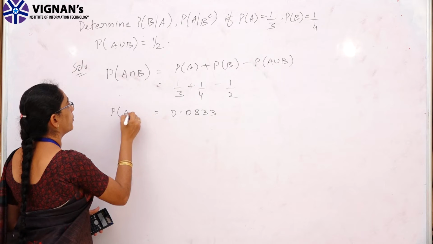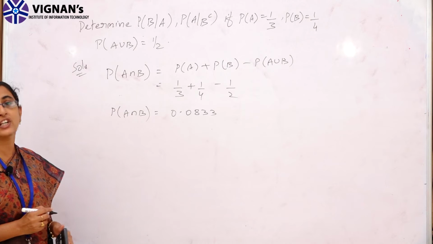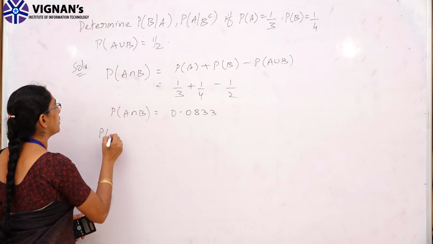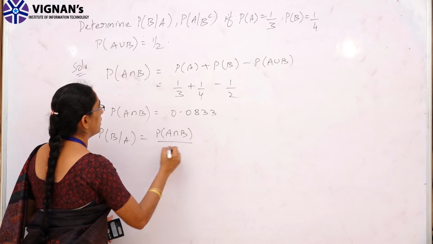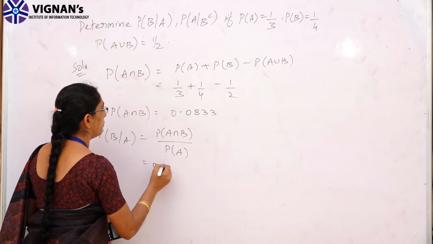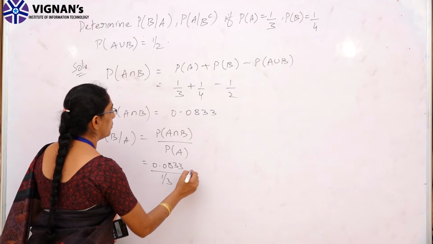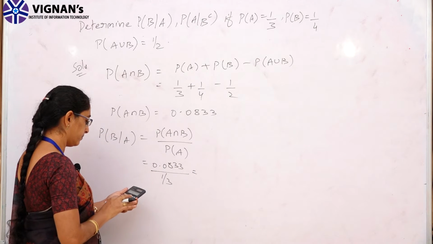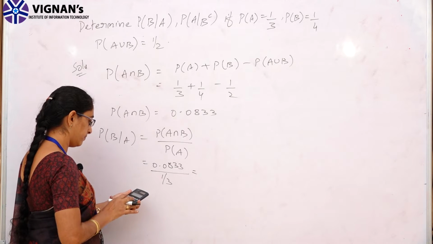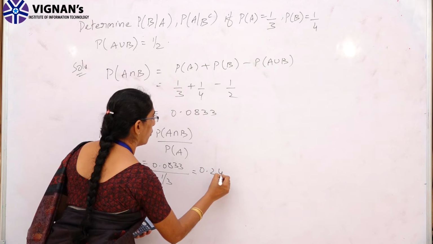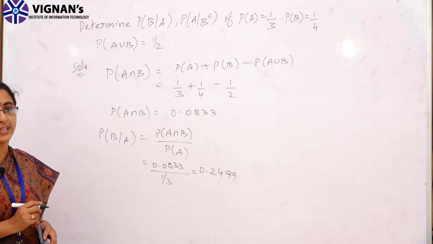So this is the value of probability of A intersection B. Then the first bit we have to find is probability of B given A. So probability of B given A is given by the formula probability of A intersection B by P of A. So 0.0833 by P of A, which is 1 by 3. So this is nothing but 0.2499.